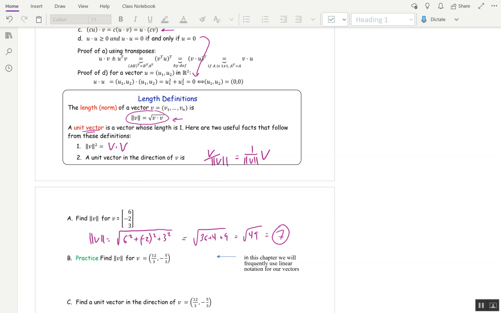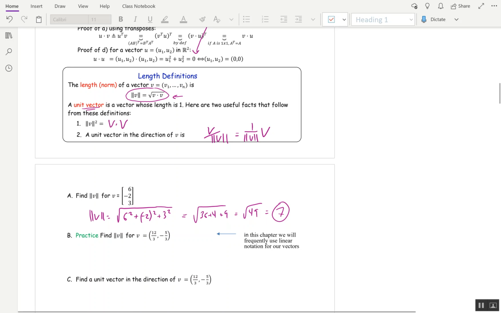All right, so let's see what you got here. Hopefully you got 13 over 3. So the length of v is the square root of 144 over 9, and then negative 5 squared is 25, 3 squared is 9. So that's the root of 169 over 9, which is 13 over 3.